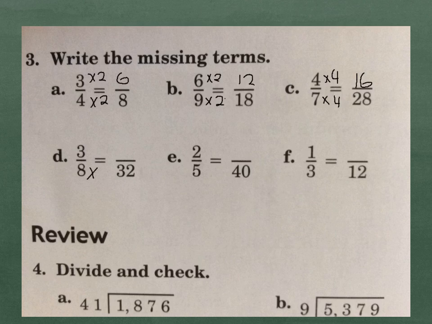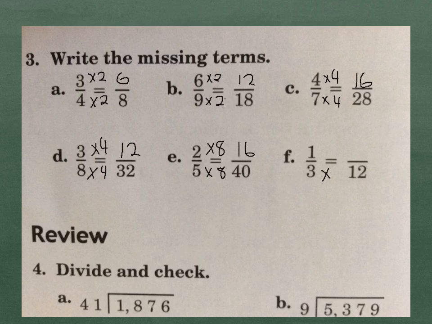8 times what is 32? It's going to be 8 times 4. If we do a times 4 there, we need to do a times 4 here. 3 times 4 is 12. 5 times what is 40? 5 times 8 is 40. If we do times 8 there, we need to do times 8 on top. 2 times 8 is 16.